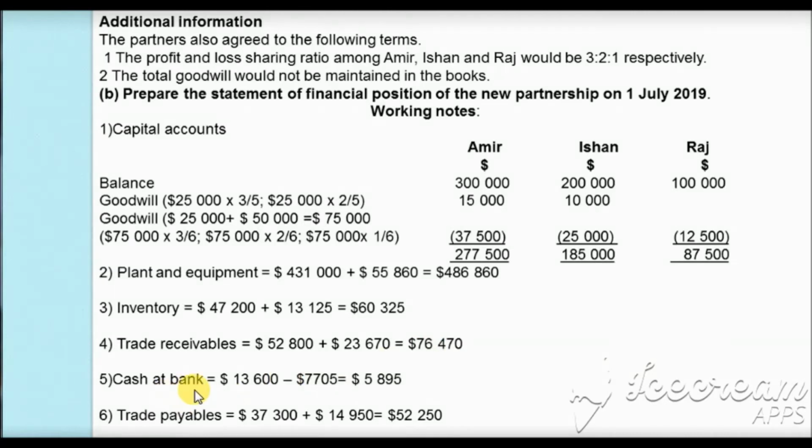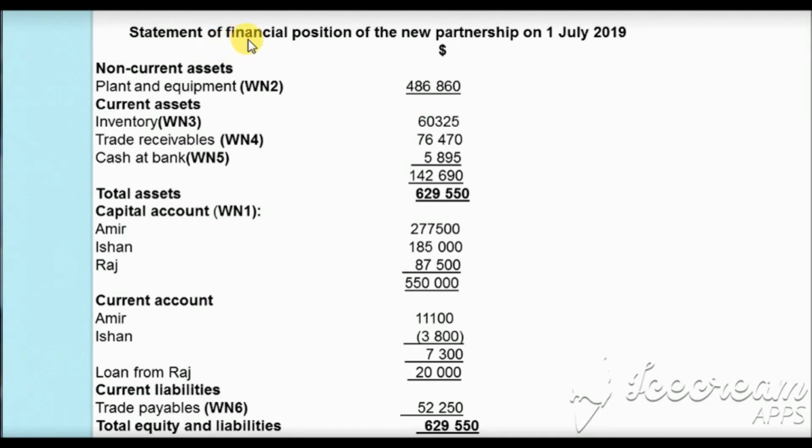$76,470. Cash at bank, we are not going to take the cash at bank for Raj because it was given in the information that this was not taken, and the cash value for Amir and Ishan's partnership firm was $13,600, and from this there was a payment made to Raj when they merged the partnership firm, which we calculated earlier in the question, which was $7,705. So when you subtract this, the cash at bank will be $5,895 for the new partnership firm. Then the trade payables for Amir and Ishan's partnership firm was $37,300, and for Raj it was $14,950. So when you add this, it will be $52,250.